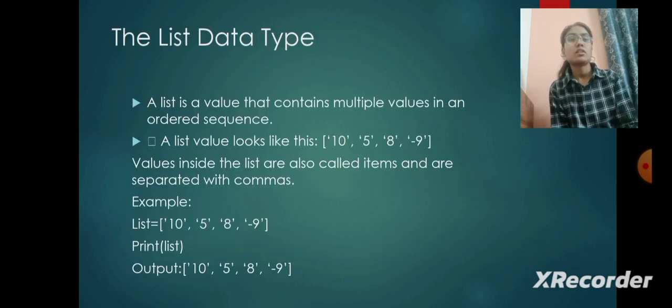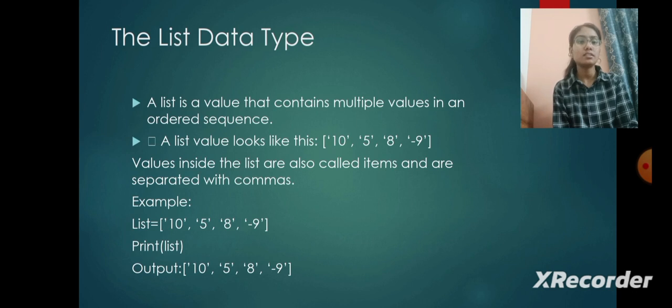And next is the list data type. A list is a value that contains multiple values in an ordered sequence. A list value looks like this, enclosed with square brackets, and contains some numbers, that is integers. Values inside the list are also called items and are separated with commas. In the example, we can see the list enclosing the items 10, 5, 8 and -9. When we run this list with the print statement, we get the output 10, 5, 8, -9.